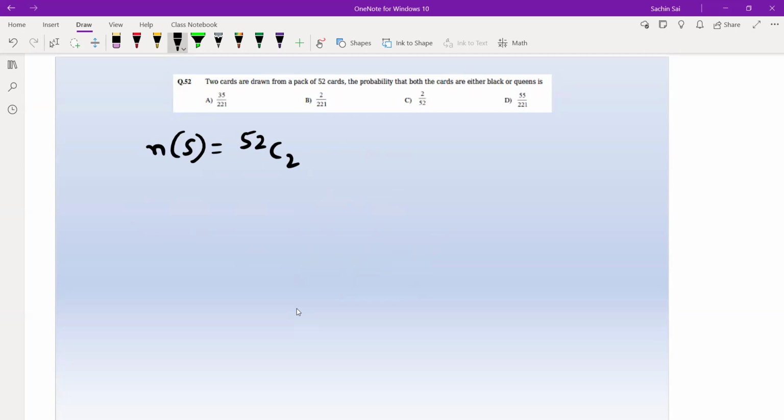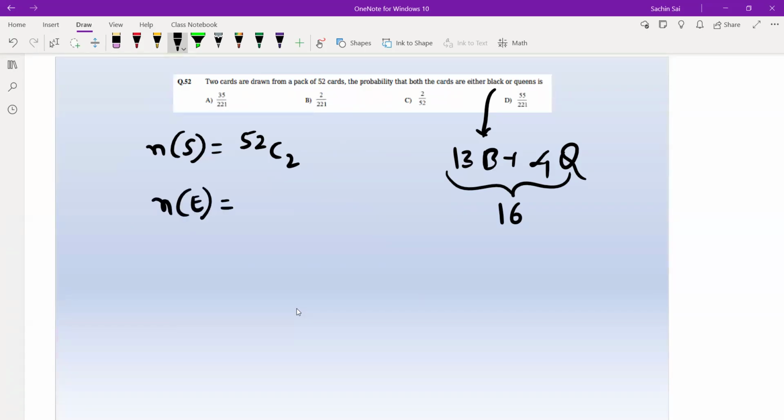Now remember in any standard deck, there are 13 black cards and 4 queens, right? But out of these, there is one card which is both black and a queen. So the number of cards that are available is 17 minus 1. That's 16 because one card is being counted twice, both as a black card and as a queen, right? So what is the number of favorable outcomes here? Out of these 16 cards, you have to pick any two, right? So the required probability will be n of E by n of S, that is 16C2 divided by 52C2.